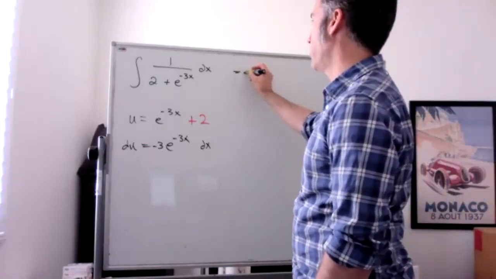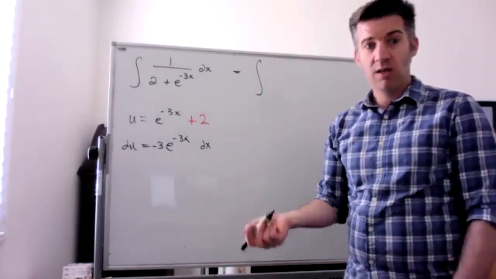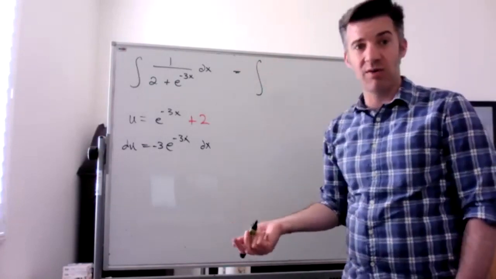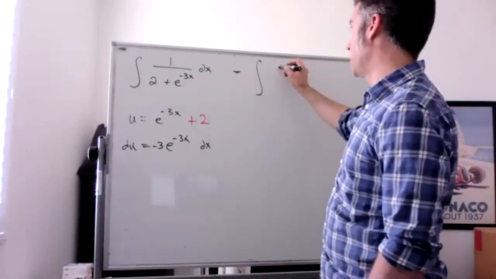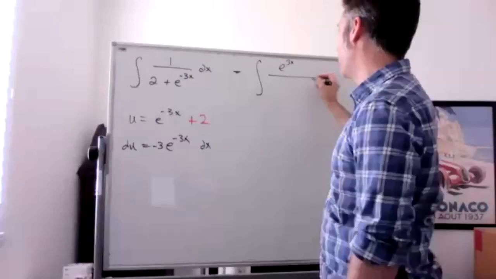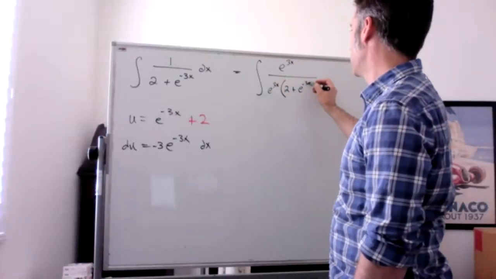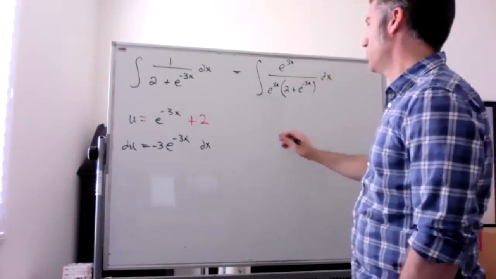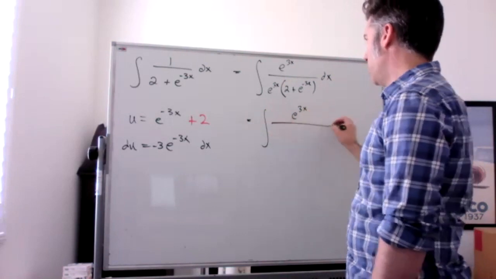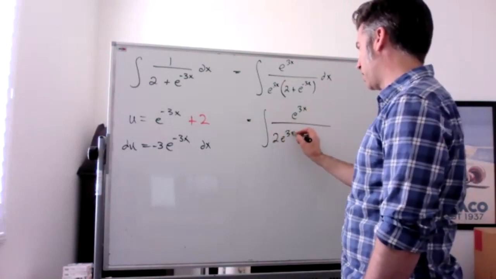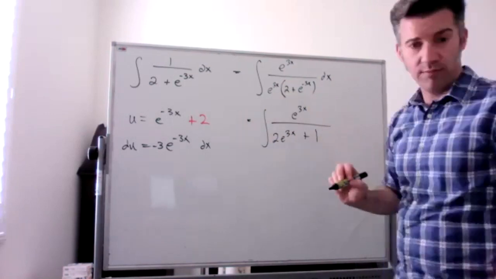We could totally multiply the whole thing by e to the positive 3x. Specifically, you're looking to multiply by the thing that's the opposite sign of this thing. So you can multiply it by e to the 3x over e to the 3x. So then you get the integral of e to the 3x on top, and you get 2e to the 3x, and e to the 3x times e to the negative 3x is e to the 0, which is 1.